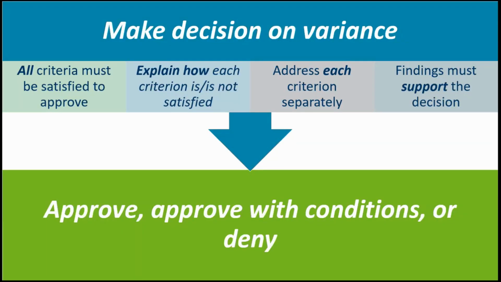Here's kind of a flow chart of decision making. The decision making process is sort of summed up in this slide. It's an oversimplification, admittedly, but I think a good visual. To make a decision, all criteria must be satisfied, or you must answer yes to the 5 questions. In some cases, a yes answer is technically a no answer, depending on how the criteria is written. You must address each criterion separately and explain how each is or is not satisfied. And lastly, the findings, which is just a fancy word for an explanation, are supported by facts. The resulting decision could be to approve with conditions, or deny.